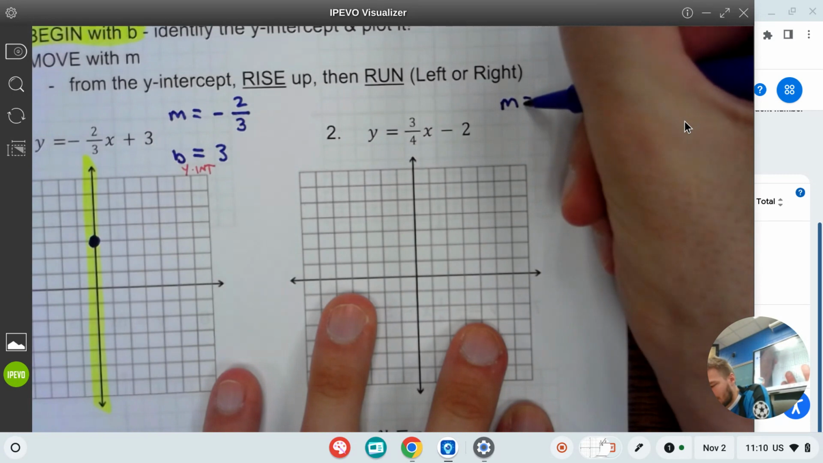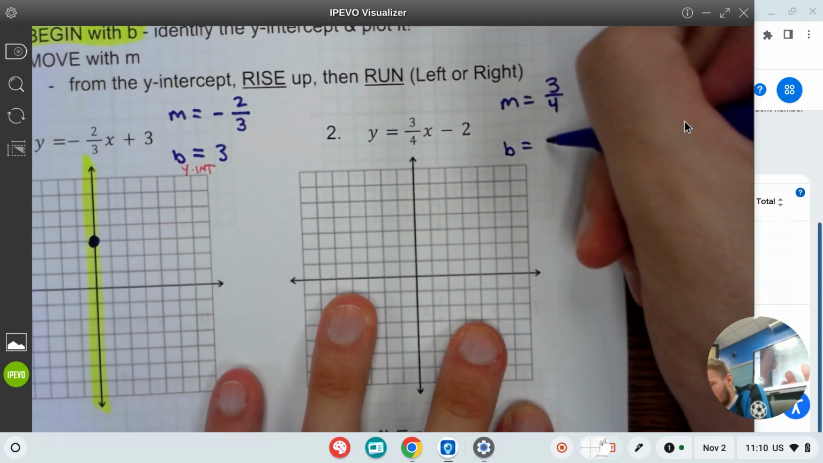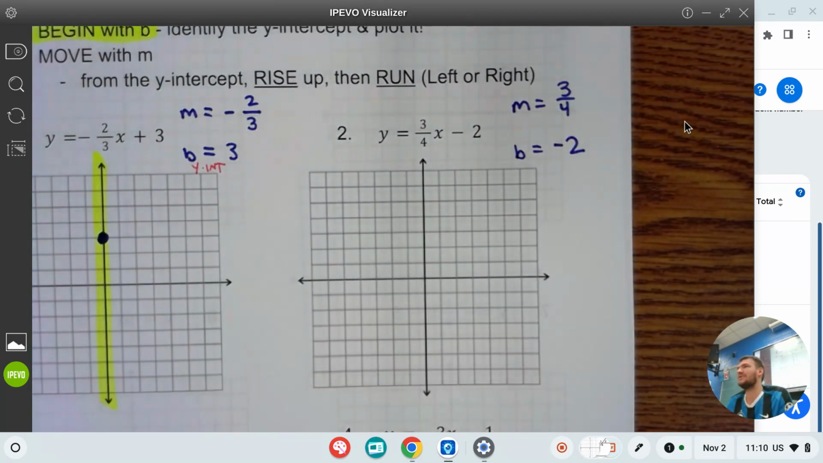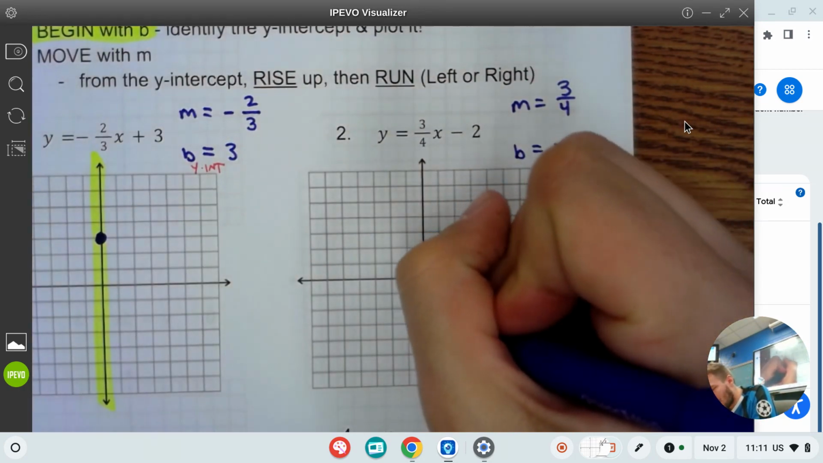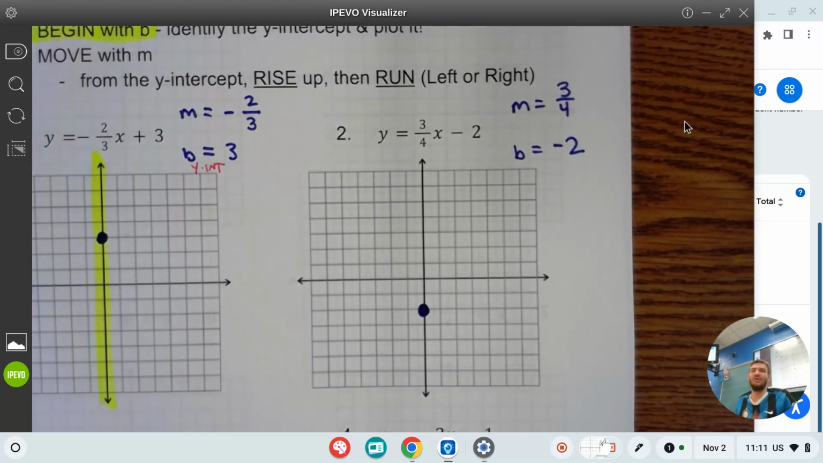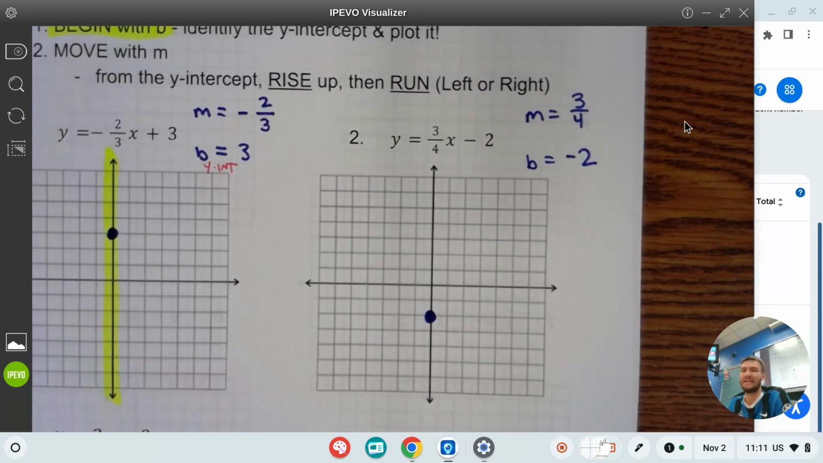What is the m for number 2? 3/4. What is the b for number 2? -2. That's the first 2 steps. And let's get the third step. Where does the first dot go? On -2. Always in the middle. You will always put a dot right there on the y-axis. And so there we go. We did 3 steps, 15 seconds, right? Crush through it. You should always, every time, be able to put your first dot down.